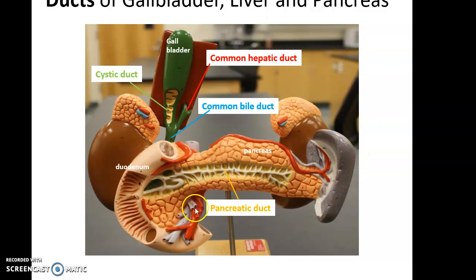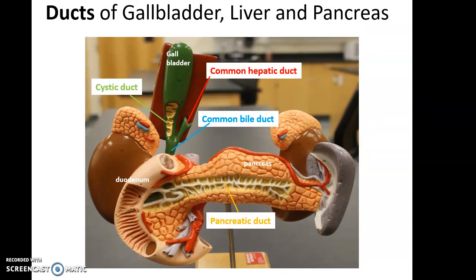Here is a model showing the pancreas. So this is the pancreas here. Here is the gallbladder. The brown here represents the liver. The gallbladder attaches to a cystic duct that then fuses with the common hepatic duct to form the common bile duct. So again, the gallbladder cystic duct fuses with the liver's common hepatic duct to form the common bile duct, carries bile into the duodenum, which is part of the small intestine.